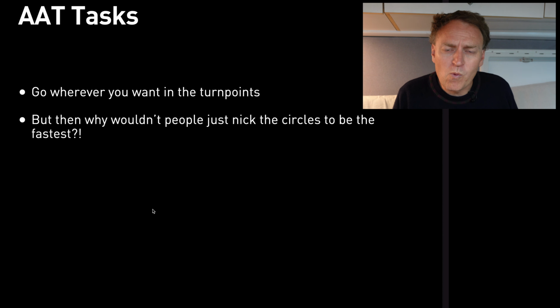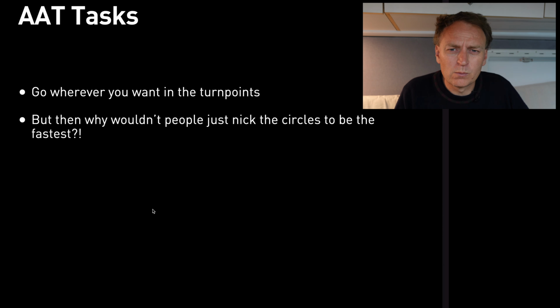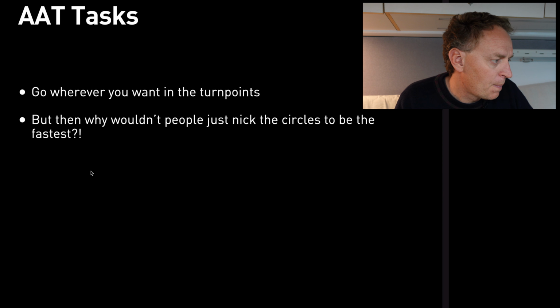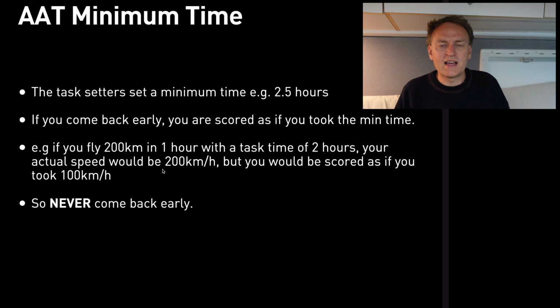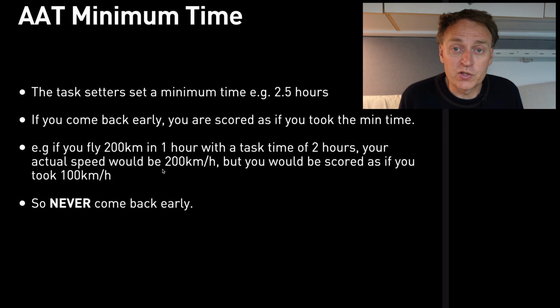You can choose where in those turn points you actually want to go. You can go right to the back of the circle or just nick it. But then why wouldn't everyone just nick the circle and go round as fast as physically possible? This is where the task setters set a minimum time for the task. So for example, you might set a task time of 2 hours, 2.5 hours, 3 hours or more.